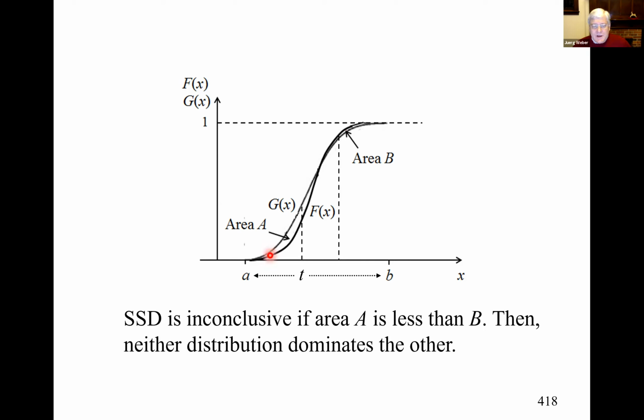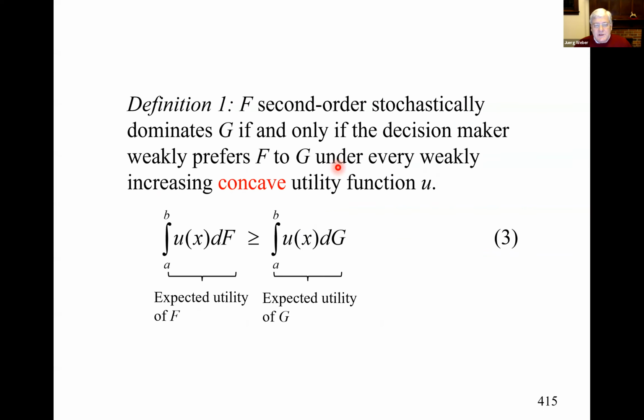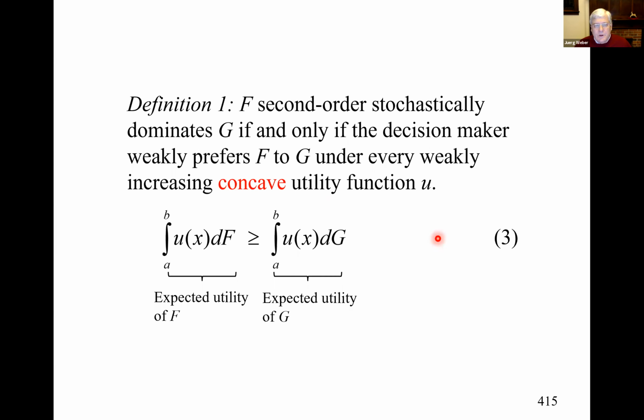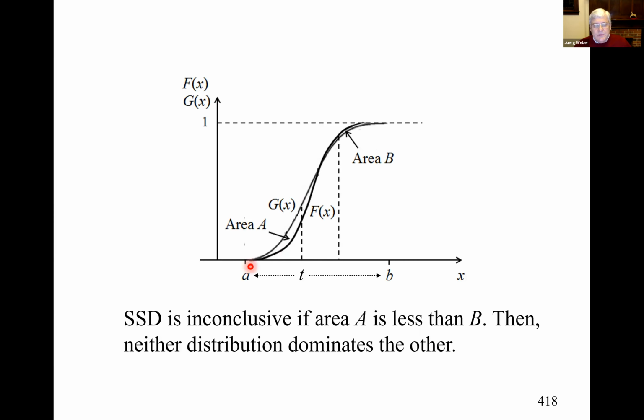You see here up to the intersection, F is always less than G. So actually, F gives me for a given probability the higher X value. It gives me the higher wealth. So up to the intersection, F gives me the higher wealth. It's preferred. Now after the intersection, we have a problem.